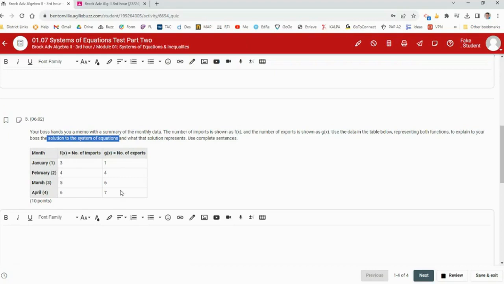Those are points on a graph. You could write an equation for them possibly, but it'd be really hard to write one for this. The second one's not linear. This one's linear, 3, 4, 5, 6. This one's not linear, so it's not a linear system of equations. But you just need to say how to do it. How would you explain to your boss what the solution is?